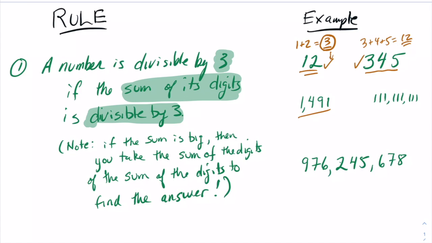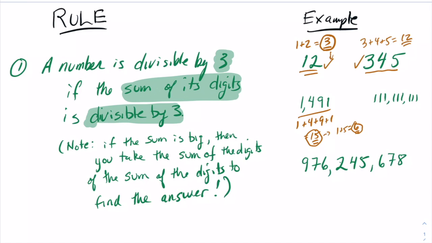1,491, is that divisible by 3? Well, let's do our trick. 1 plus 4 plus 9 plus 1, well, that's 15. Well, is 15 divisible by 3? Well, I know it is. But if I didn't, I could just keep going and do, well, 1 plus 5 is 6. And so I could look at either 15, which is divisible by 3, or I could keep going and get down to 6. And I know that 6 is divisible by 3.